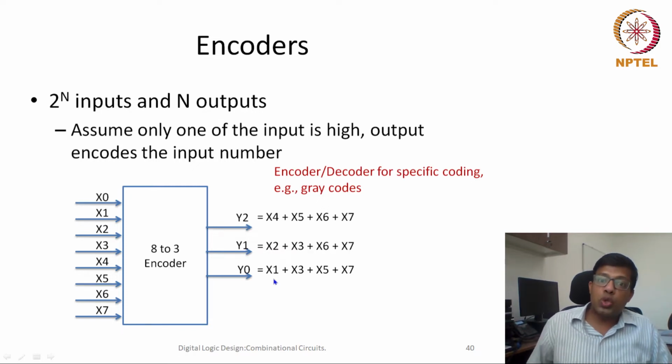And the reverse is also true. For example, don't assume that a decoder is always going to give us decimal numbers 0, 1, 2, 3, 4, 5, 7, 8, 9, 10. It could be in terms of a gray code, or an XS3 code, or any other code. Correct? So this is quite a generic thing.